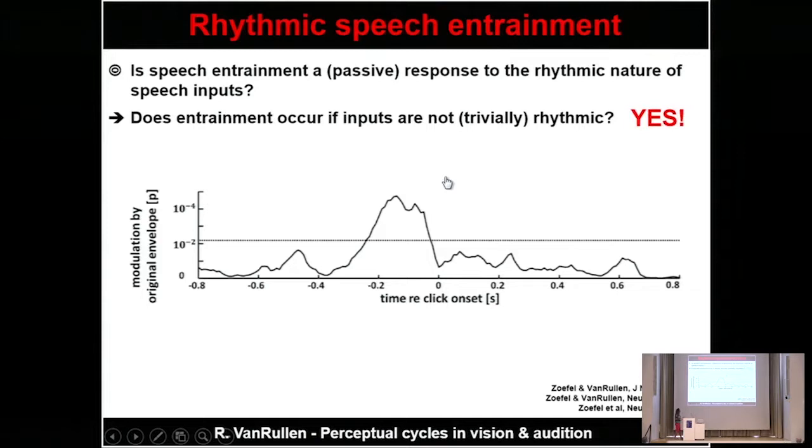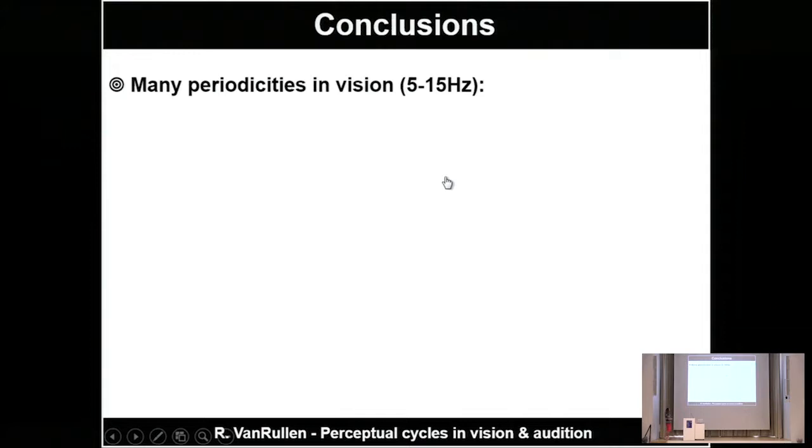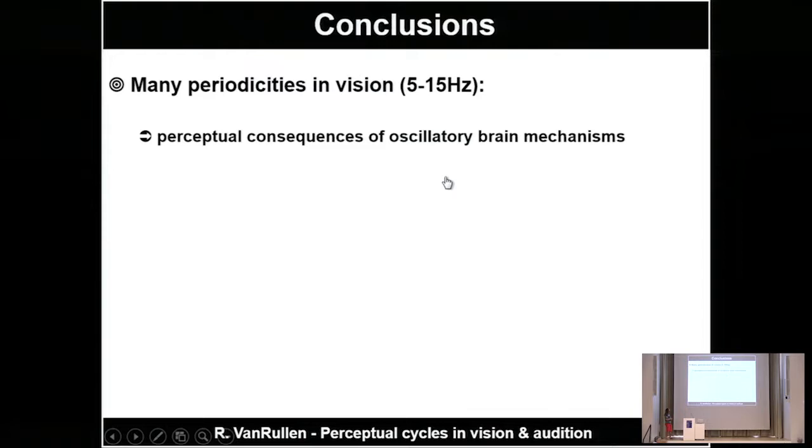Okay? So I'm just going to conclude with this. In vision, we found many periodicities roughly in the range of 5 to 15 hertz, and we think of these periodicities as perceptual consequences of oscillatory brain mechanisms.